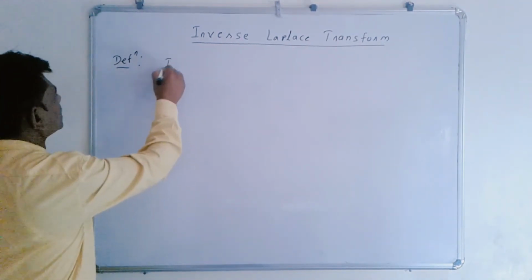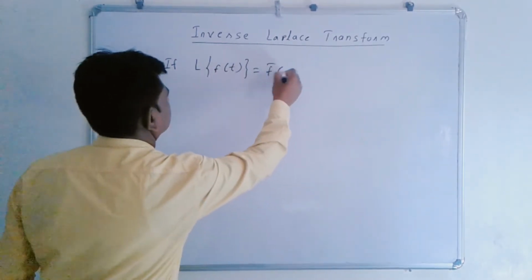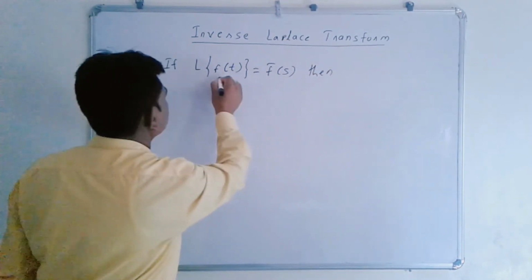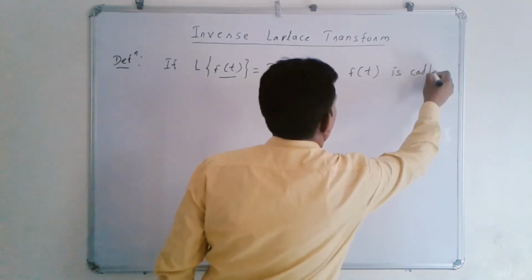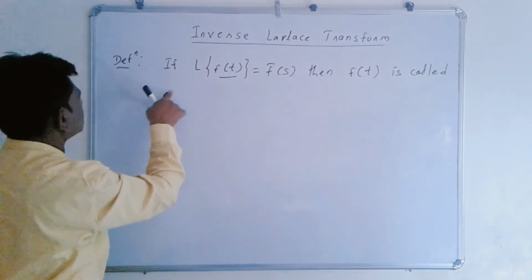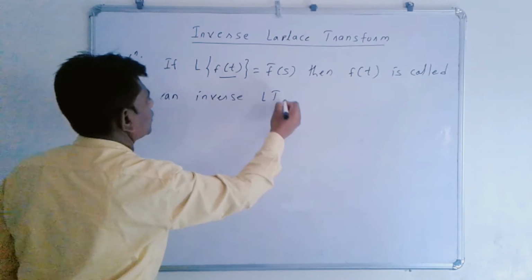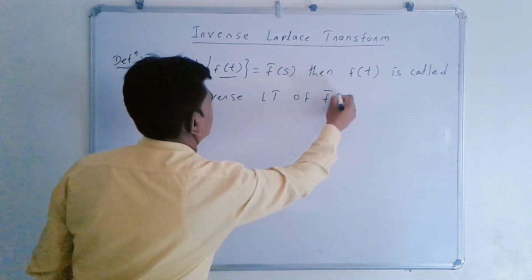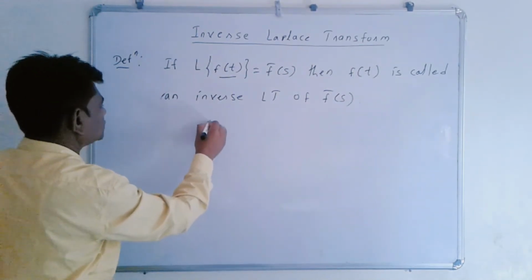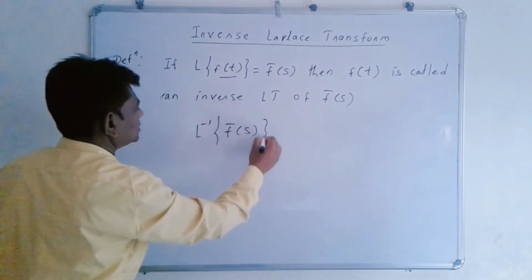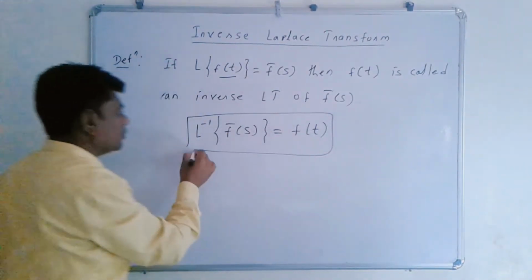If Laplace transform of f of t is equal to f bar s, then the original function f of t is called an inverse Laplace transform of f bar s. That is, we write it as L inverse of f bar s is equal to f of t. So this is the inverse Laplace transform of f bar s.